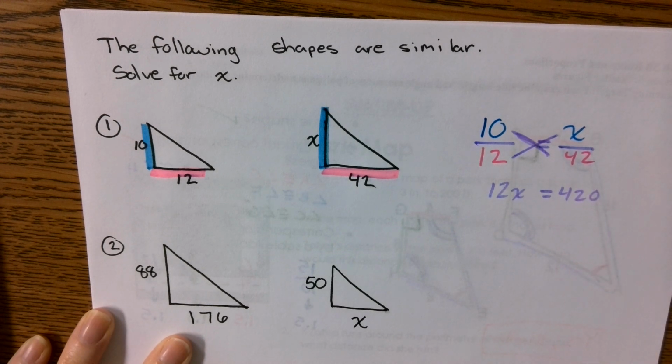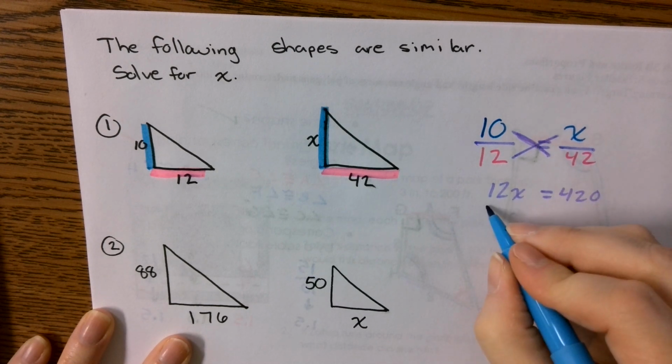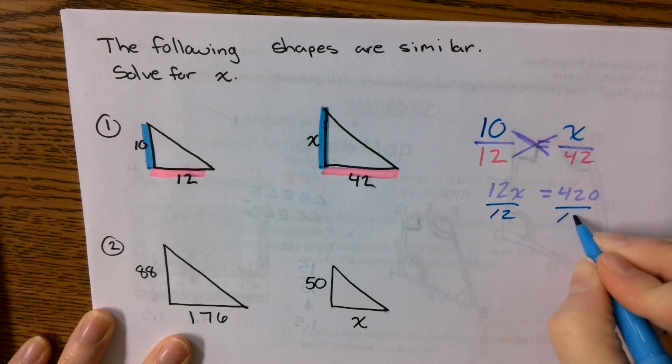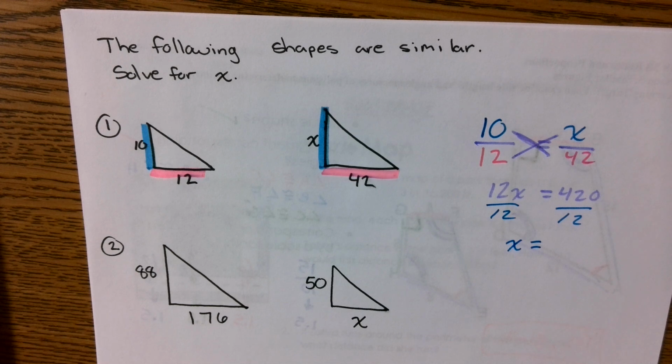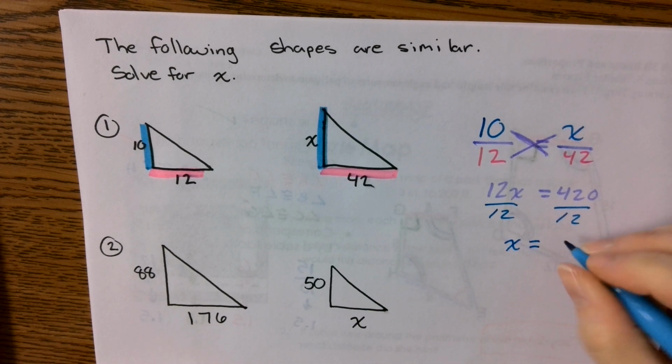And then we can go ahead and divide. We would divide both sides by the 12, and what is 420 divided by 12 going to come out to? It's going to come out to what?